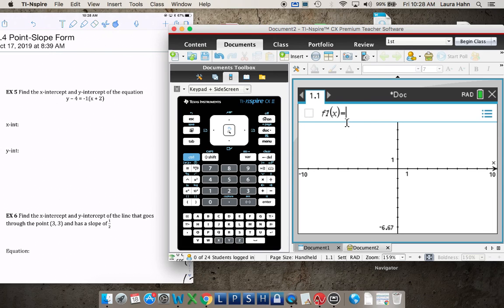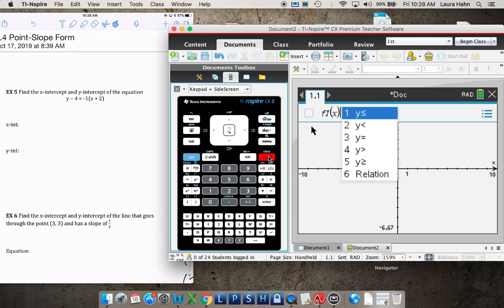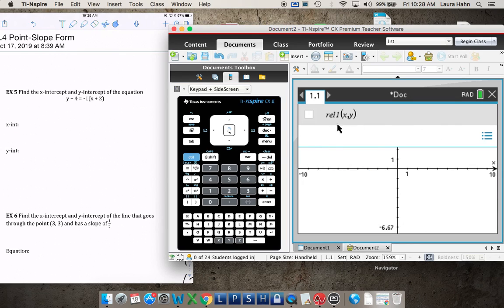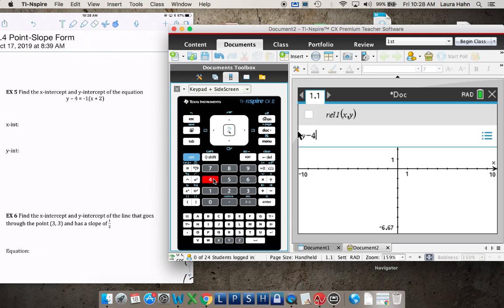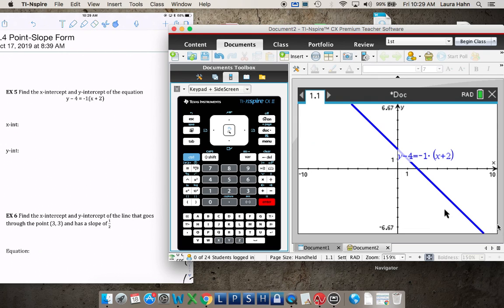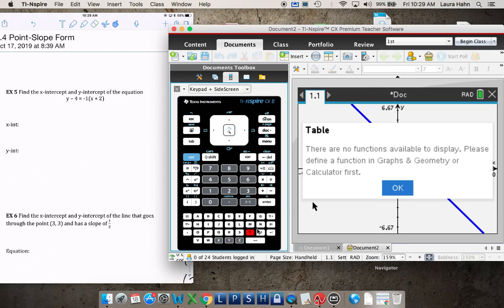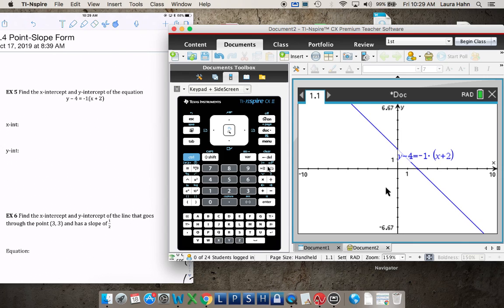So what I'm going to do is delete this equal sign, and this box pops up. I'm going to choose relation. When I choose relation, this entire box goes empty, so now I can type this equation exactly as I see it: y minus 4 equals negative 1 parentheses x plus 2 close parentheses, enter. The only bad thing about relation is we cannot open the table, so Control T doesn't do it. But we can still use trace.